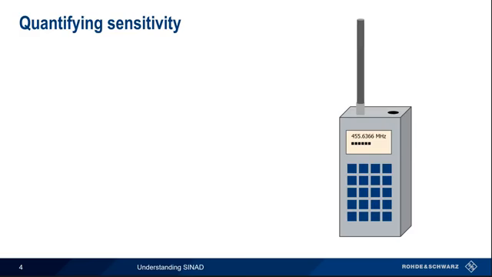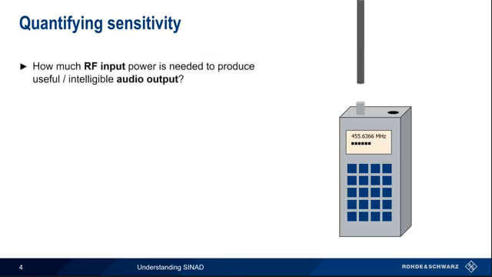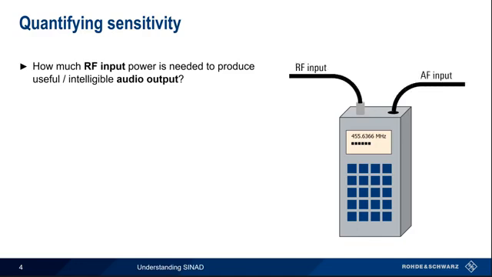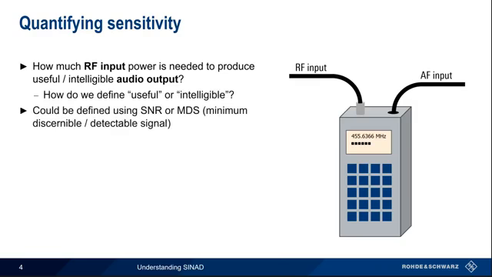We quantify sensitivity by answering the question, how much RF input power is required to produce a useful or intelligible audio output? This, of course, requires that we define what we mean by useful or intelligible. We could define sensitivity in terms of signal-to-noise ratio, or as the minimum discernible or detectable signal level. The problem with using SNR and MDS to quantify sensitivity is that both of these only consider the effects of noise, not distortion, and distortion does play an important role in the practical sensitivity of a receiver.